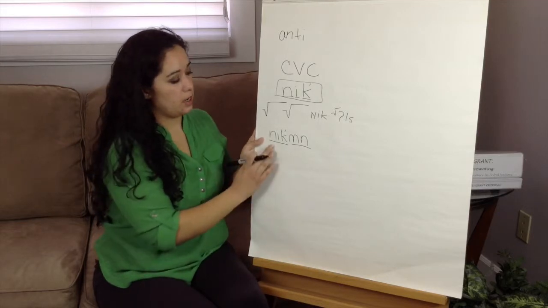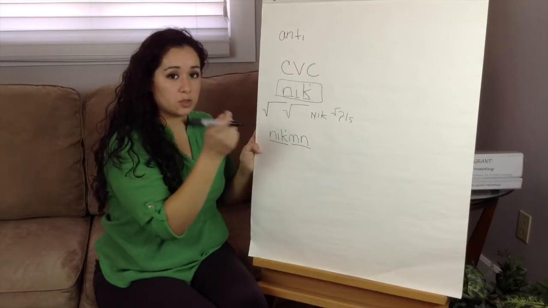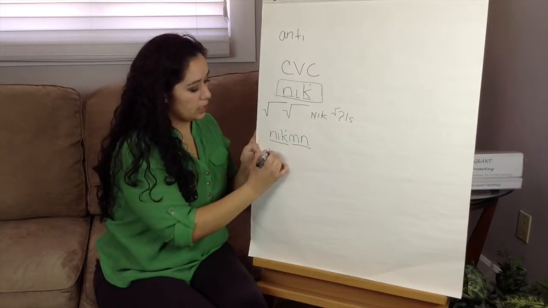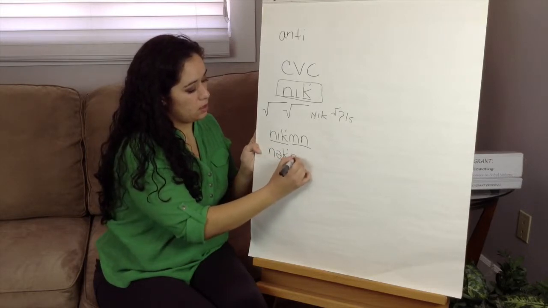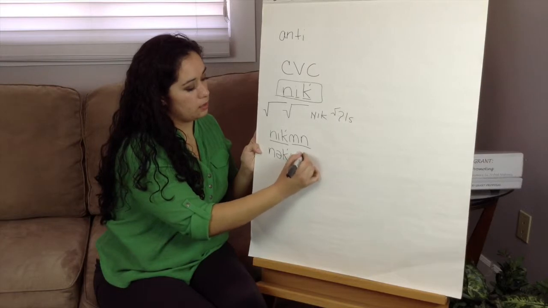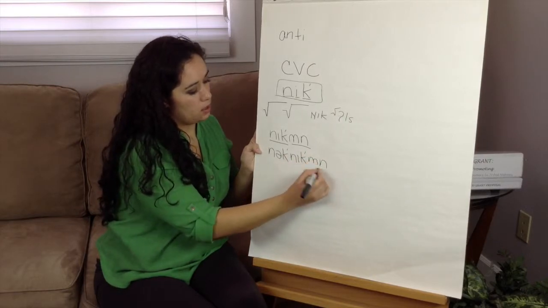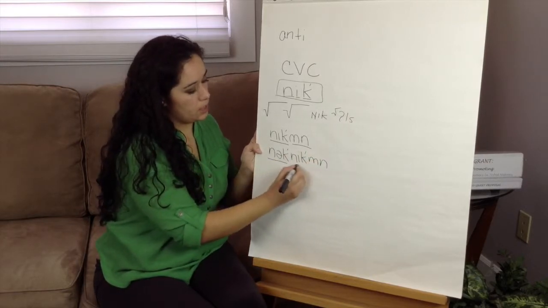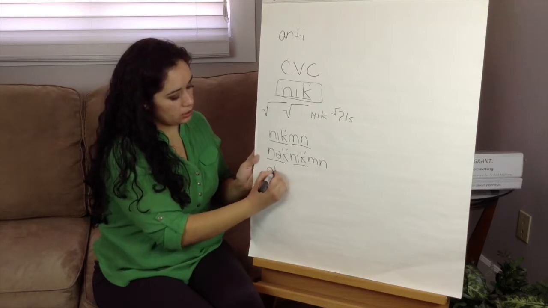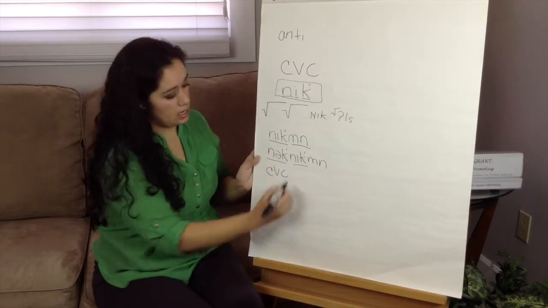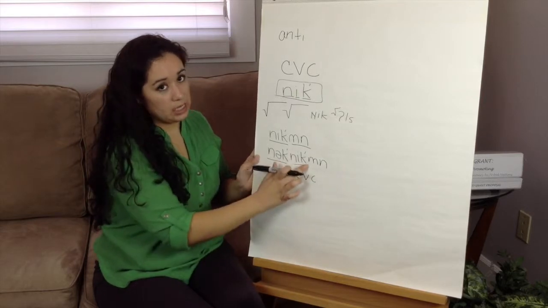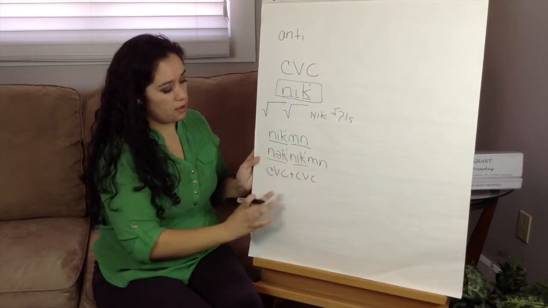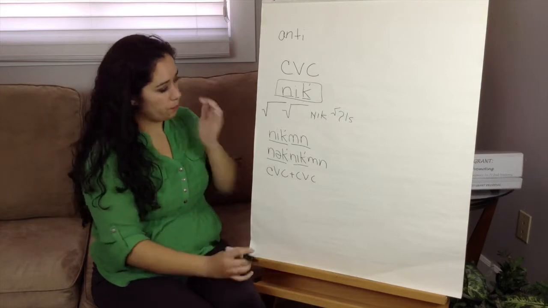So if we were to say, okay, I got a nikmin, which is one knife, if you want to change that into knives, then you have nuknikmin. So you're taking your root, which is your consonant, your vowel, and your consonant, and you're doubling it like that. So it goes from nik to nuknik. That's what makes it plural.